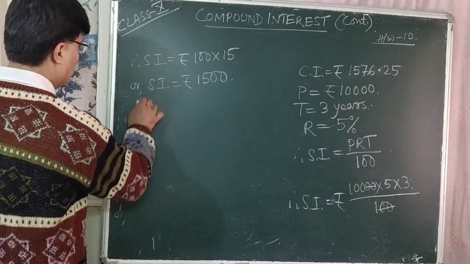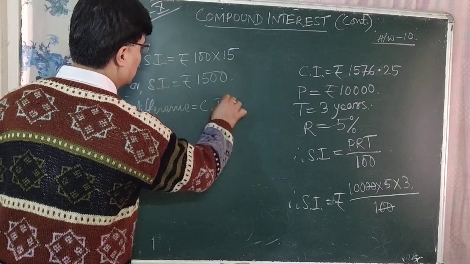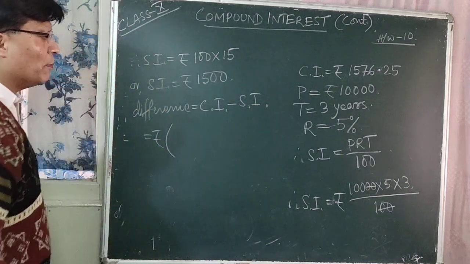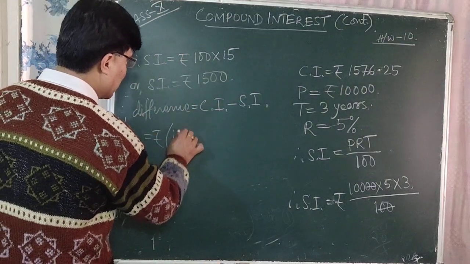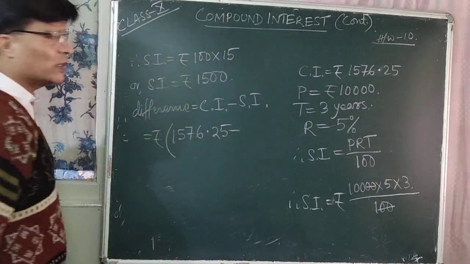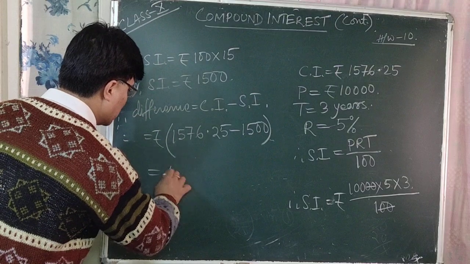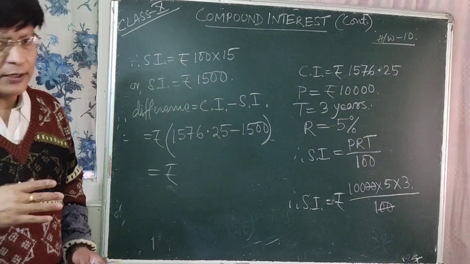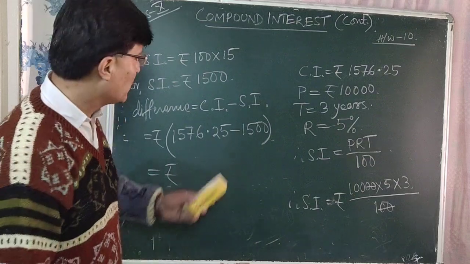Now write down. Therefore, let us find out the difference. Difference is equal to CI minus SI is equal to rupees, what was the compound interest? 1576.25 minus the simple interest, 1500, right? So which is equal to rupees. Now we can subtract it. In 1500 there is no decimal point. Where is the decimal point out here? It is after 1500. Okay, so 0.25.